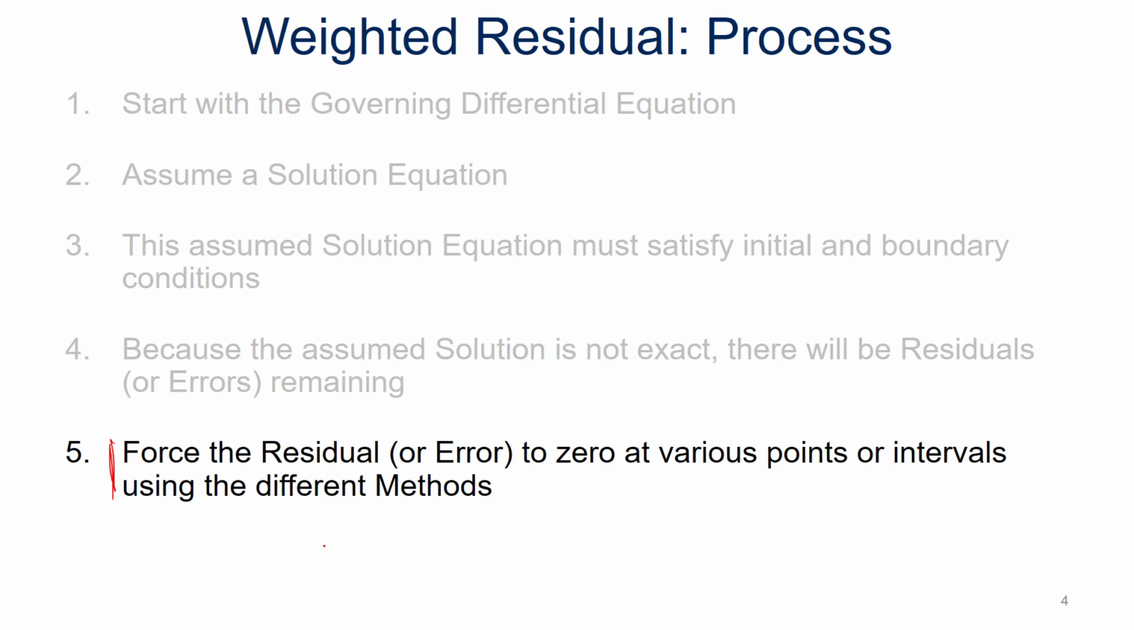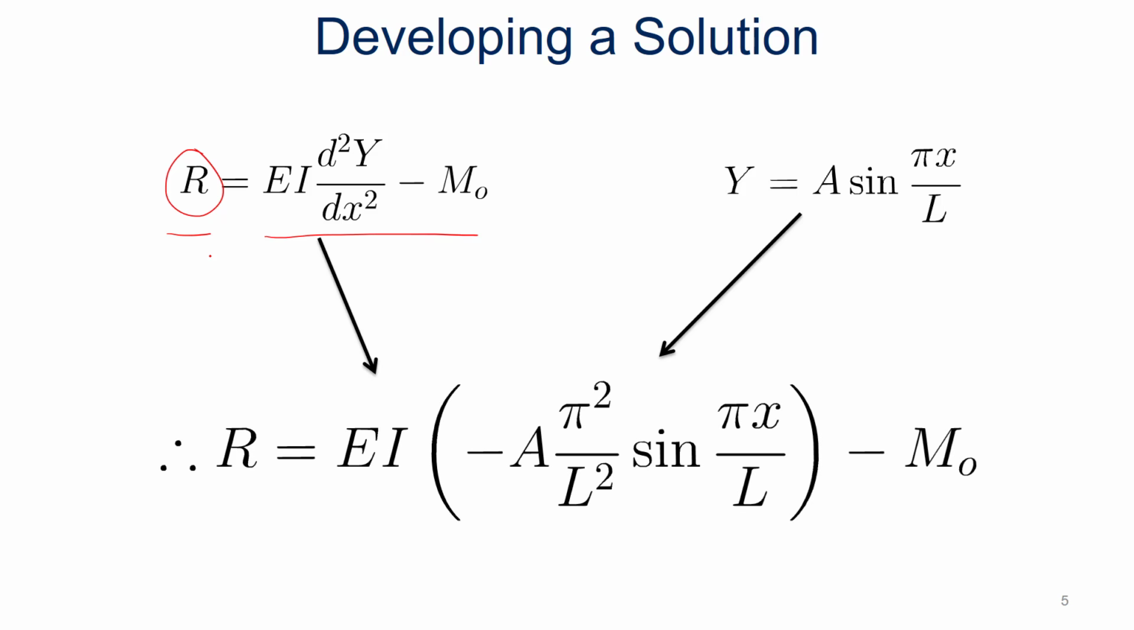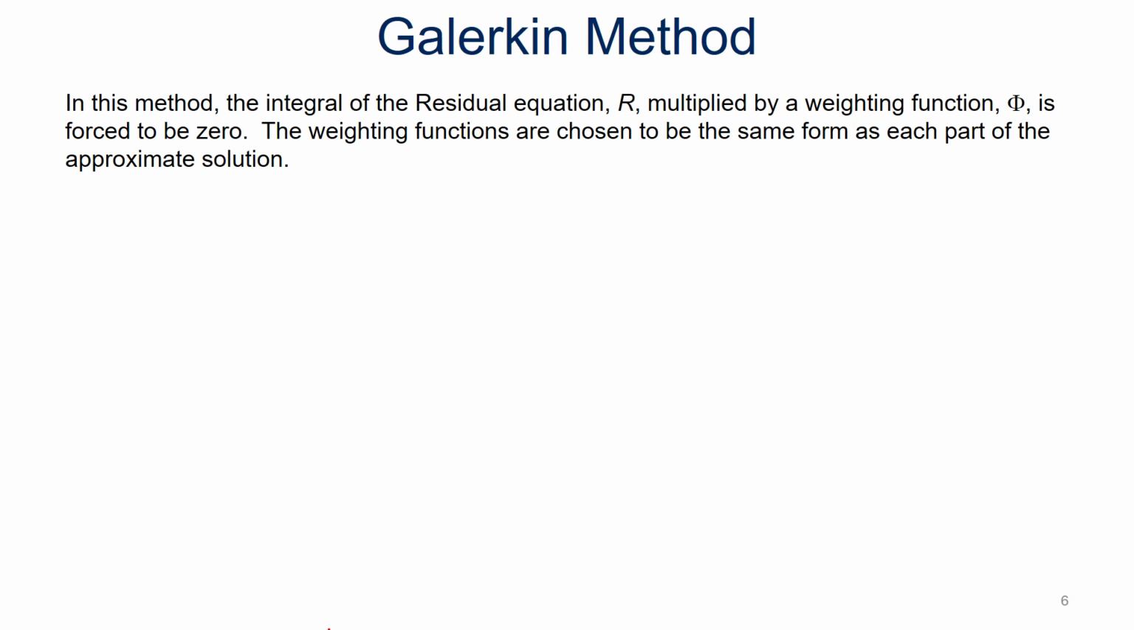We're going to force the residual to be 0 at various points or intervals using the different methods. So we're going to take the residual function that we have here. The reason we again have R is this is our governing differential equation. Normally it would be equal to 0 on the left-hand side here, but because we've assumed some solution, there's going to be some residual, some error that we have to account for. And so the equation we're going to be working with, our overall residual equation, is this one where we've now substituted for the second derivative of our assumed solution. All right, so let's go see how that works for Galerkin's method.